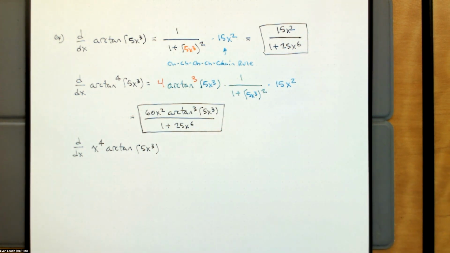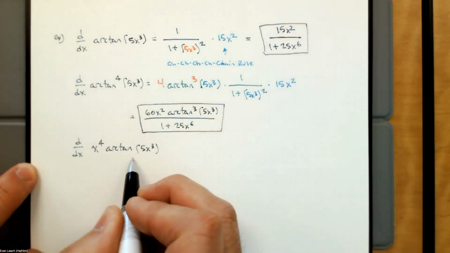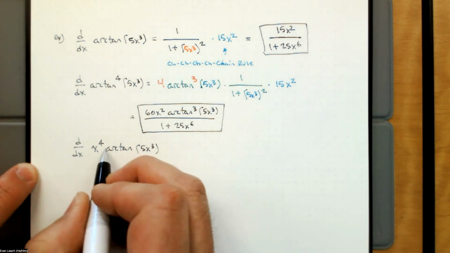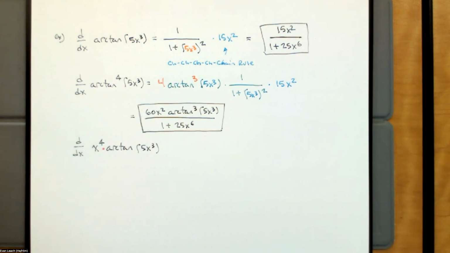Now I've got x to the 4th times arctangent of 5x cubed. What rule are we going to have in play here? A chain rule and a product rule. What's going to be our primary rule that we're going to fit things into? Is it primarily a chain rule or primarily a product rule? So notice you've got this x to the 4th and then the arctangent of 5x to the 3rd, and these things are being multiplied. So this is primarily going to be a product rule.